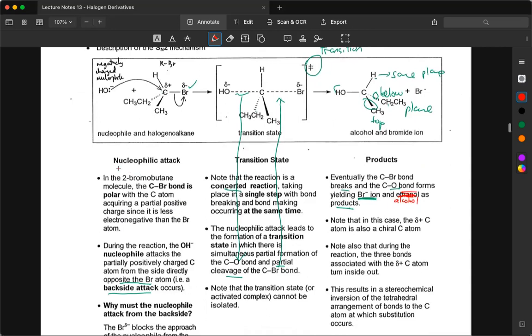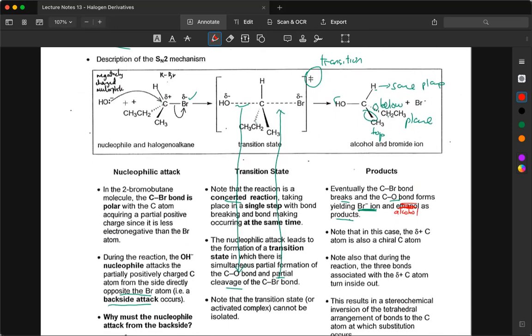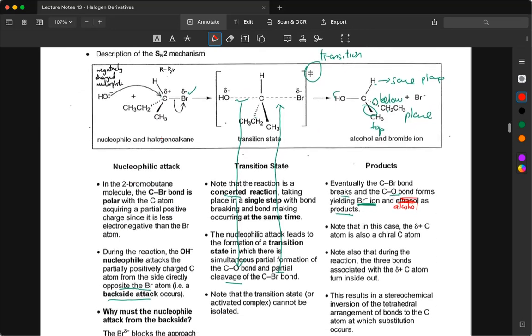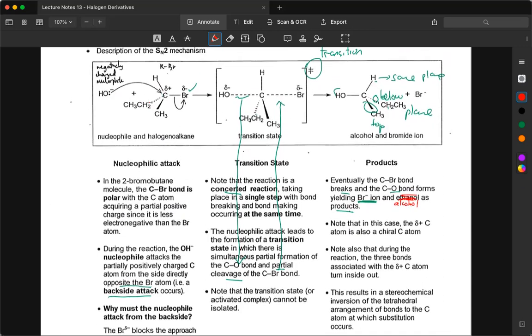For nucleophilic attack, let's start with the first mechanism step. In a 2-bromobutane molecule, the C-Br bond is polar, with the C carbon acquiring a partial positive charge because it is less electronegative. During the reaction, the OH minus nucleophile attacks the partially positively charged C atom from the side directly opposite the Br atom. This is what we call a backside attack.